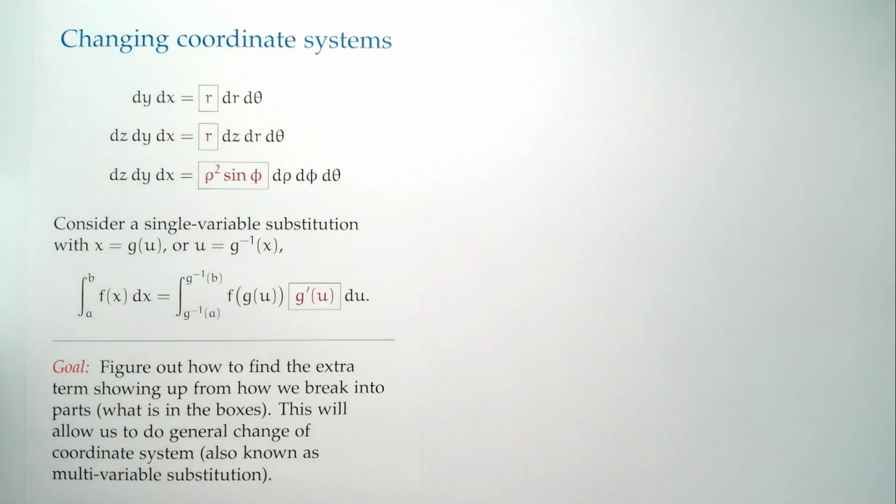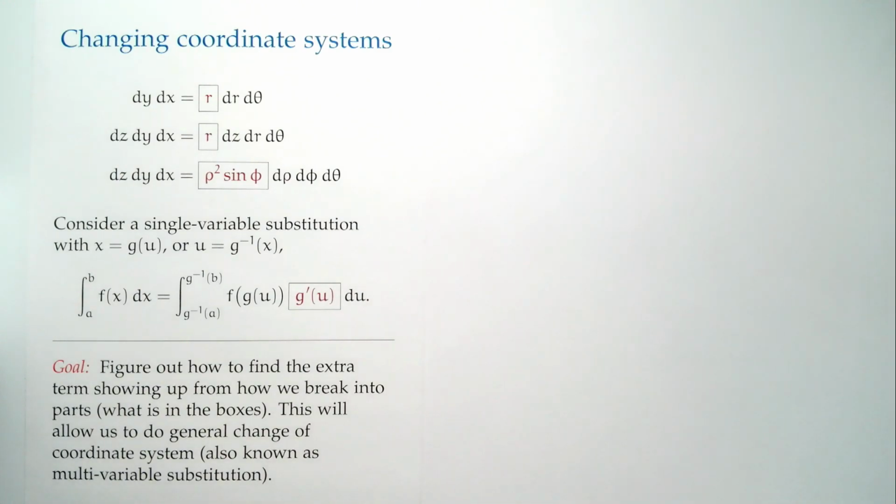So in some sense, we have these extra pieces showing up, and we'd like to understand how we figure out what goes there. What goes inside these boxes? Now, we were talking about change of coordinate system, but really, in essence, when you change your coordinate system, you're also changing your variables.